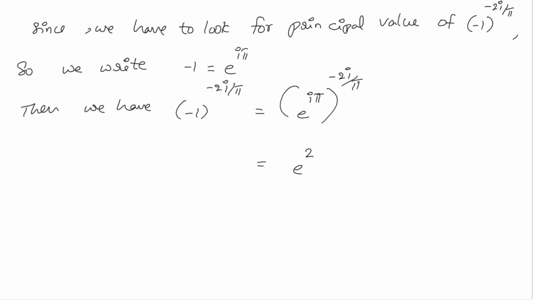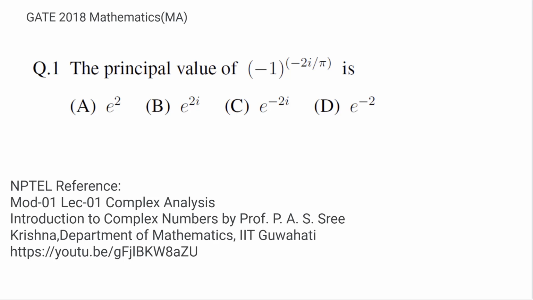But since it is asked to calculate the principal value of this complex number, that means the argument of this complex number should lie between minus pi and pi. So we have to consider the power as i pi only, not any other odd multiple. So hence the answer is e square.